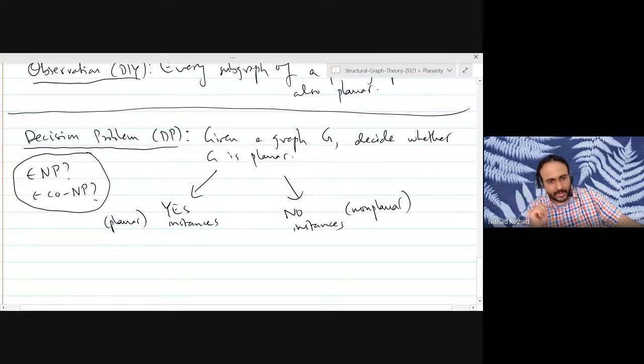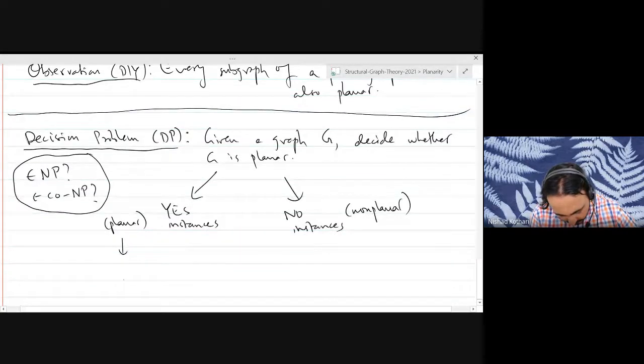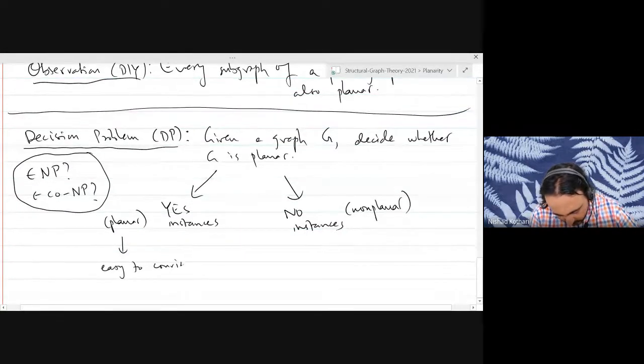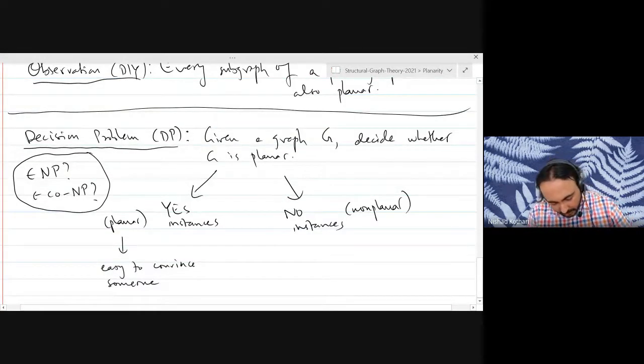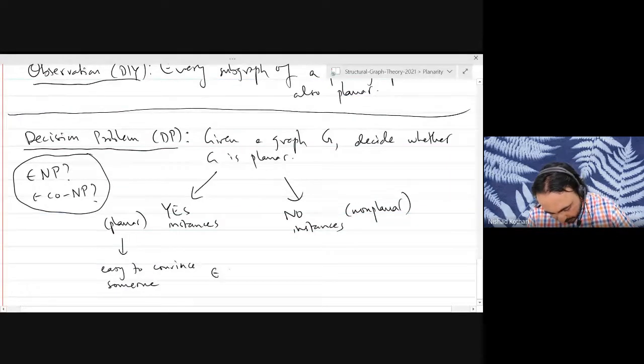It has nothing to do with NP and co-NP. So it's intuitively easy that if you want to convince someone, you just show them a planar drawing and they can verify quickly that this is indeed a planar drawing. It's not a formal and rigorous proof, but intuitively, I hope you all see this. So this is easy to convince someone, and in particular, the problem belongs to NP.